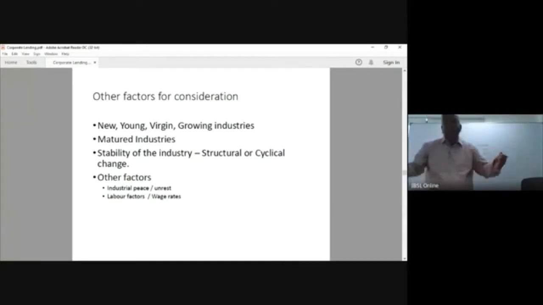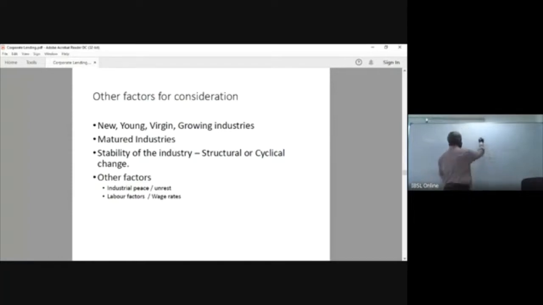Expand means the companies operating within the industry can have better market share. So you have to see whether this particular industry is a new, young, virgin, expanding industry. If your customer is a company within that industry, possibly they can expand and get more profit. On the other hand, there can be some matured industries.